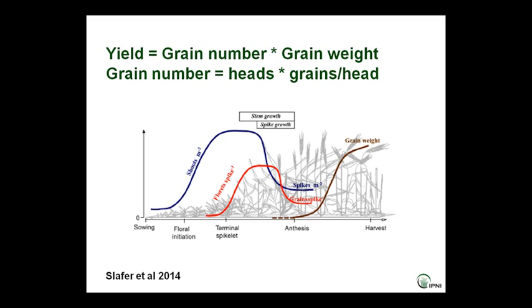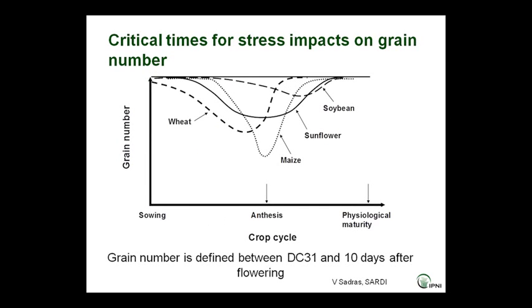So let's just go back to this timing issue. The reason timing is so important is because it's between floral initiation and maybe 10 days after anthesis that grain number is set, and grain number is the driver of grain yield, and that's the one we need to think about. Any stress between, say, DC31 and 10 days after flowering will reduce grain number. It's a little different for each crop, but the biggest stress is just prior to anthesis. So in terms of nitrogen management, that's when we have to have the stuff there ready to go.